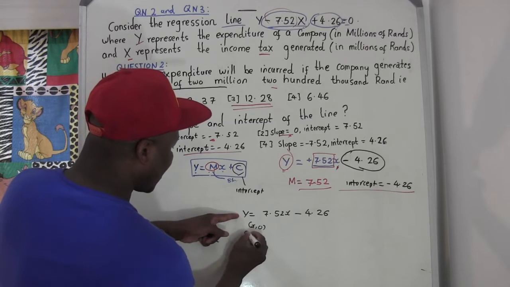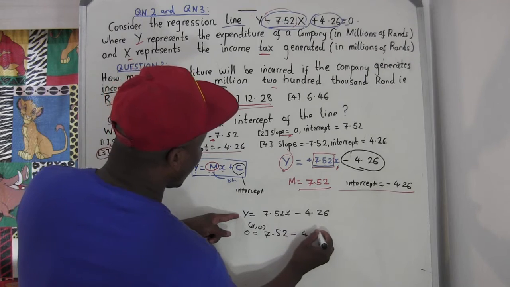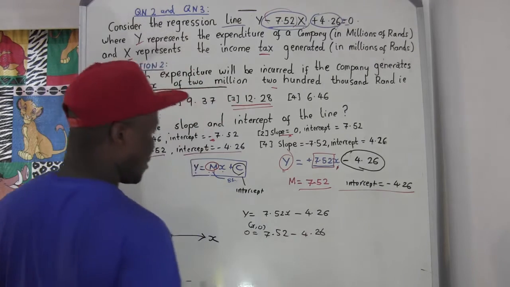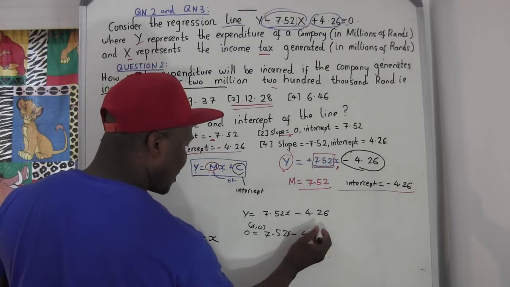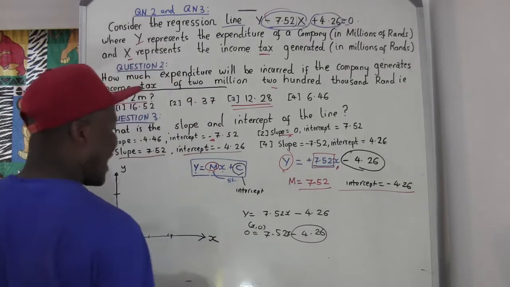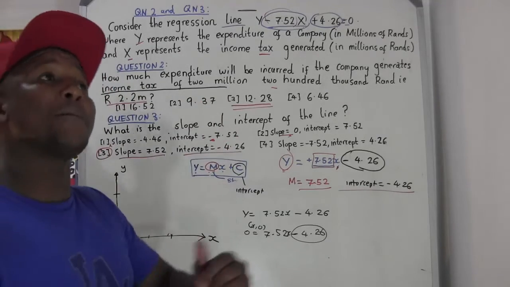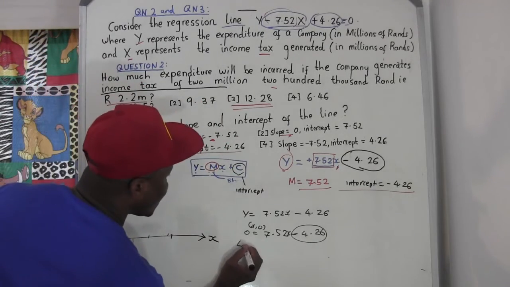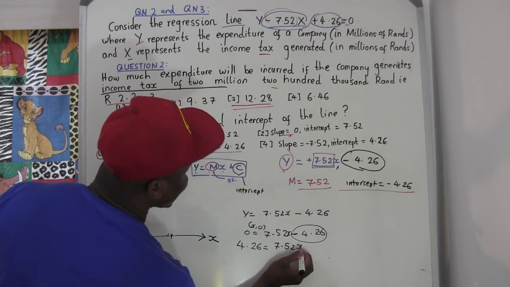Okay, so y equals 0, and then equals 7.52x minus 4.26. Now I'll take this number to the left. So this is negative. When you take a number, make sure you take it with its sign. So this is going to come over. It's going to be 4.26 equals 7.52x. We want to get the value of x.